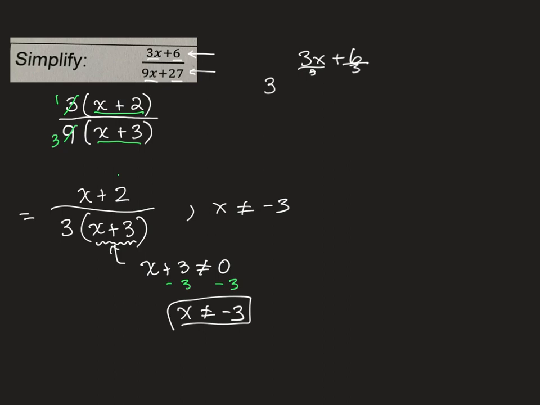All right, and by the way, do restrictions before you cancel off any important factors, right? Anything that has x in it. You consider all the factors in the denominator.